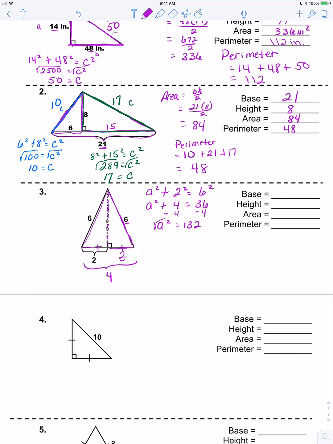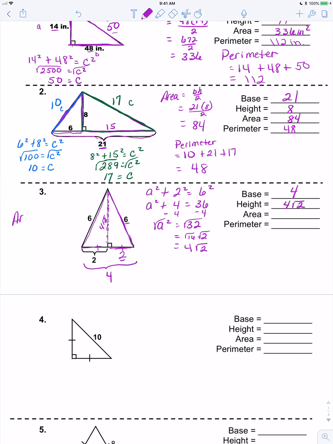We're going to take the square root of both of those, and the square root of 32, actually rationalizing that, is 16 times 2. Square root of 16 is 4, leaving us with the square root of 2. So this is 4 square roots of 2. I know it's a lot of work just to get some of those side lengths. Our height is 4 square root of 2.